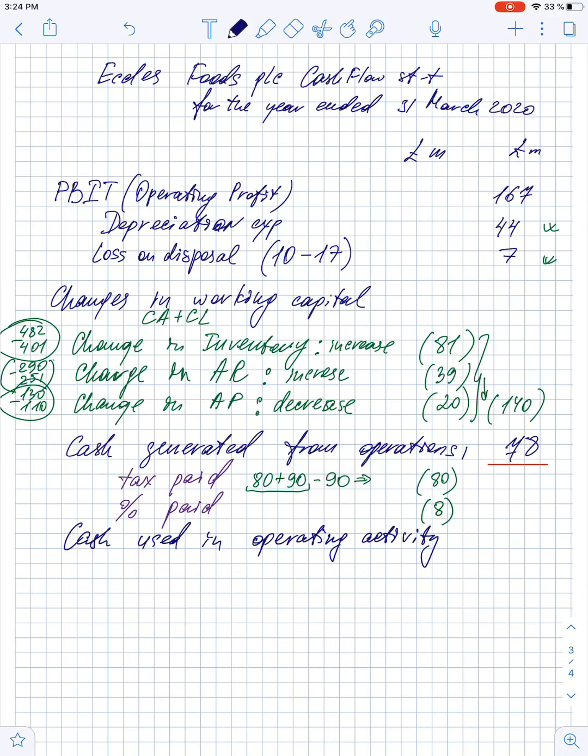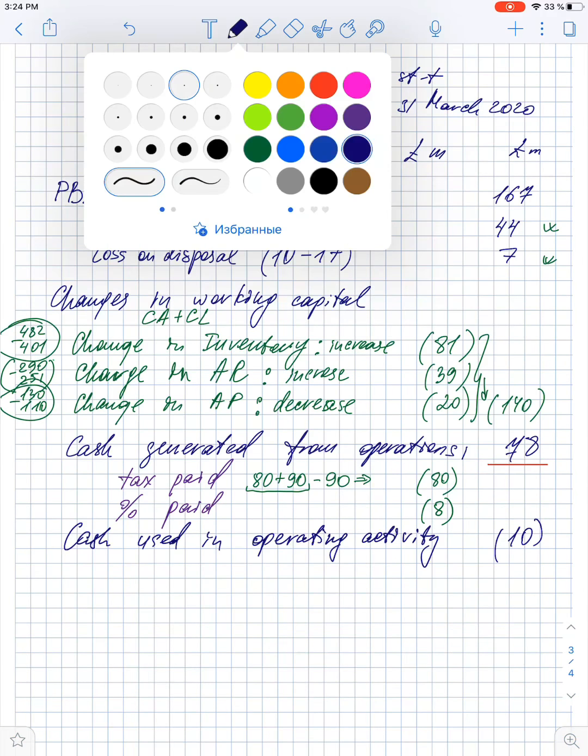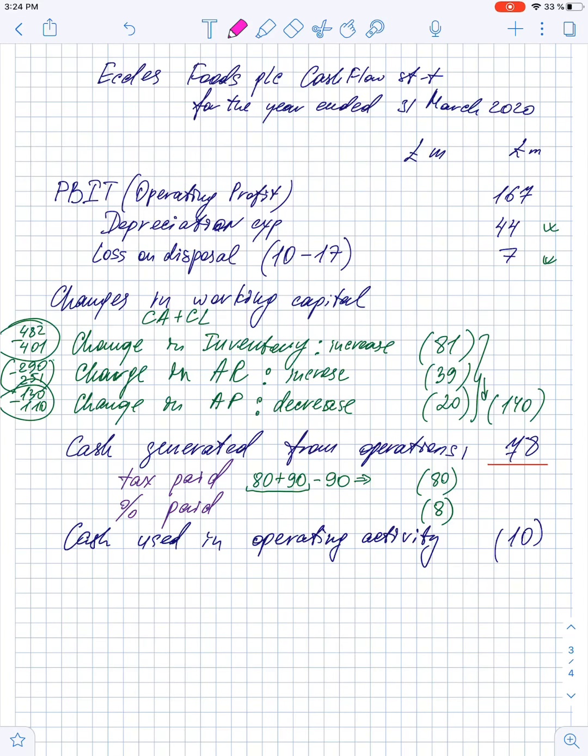That would be the sum of 78 and taxation paid and interest paid. That would give us less 10 with minus. So the total cash used in operating activity is 10 with minus. That would be the first very important subtotal, the end of section 1 of the cash flow statement.